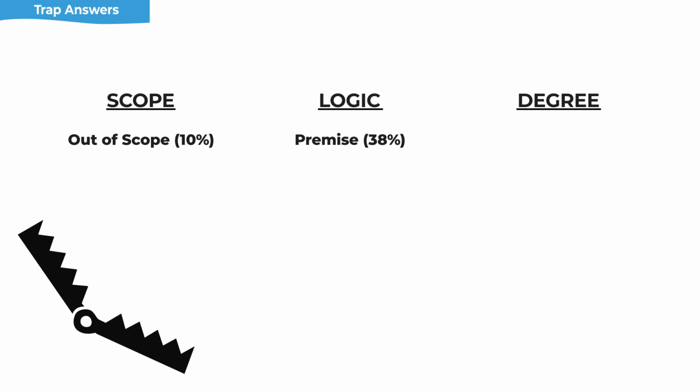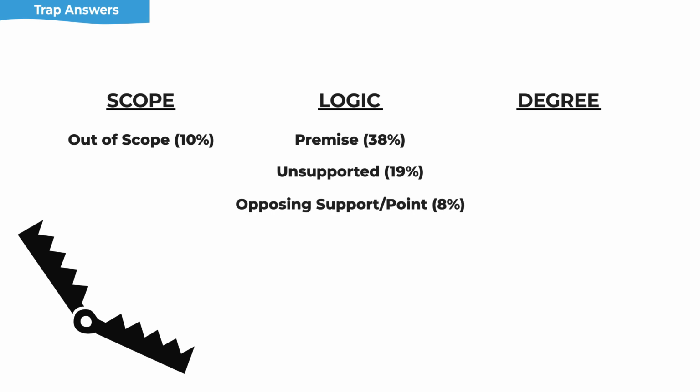38% of wrong answers on main conclusion questions are wrong because they're presenting a premise of the argument as opposed to the main conclusion. 19% are wrong because they're presenting information that is unsupported, meaning it twists or mangles the relationship between some terms found within the argument, but presents them in a slightly different way so that the meaning has been changed. 8% of wrong answers are wrong because they're presenting opposing support or an opposing point. 7% of them are wrong because they're presenting an assumption of the argument as opposed to the conclusion of the argument. And 7% are wrong because they're presenting an intermediate conclusion along the way to the main conclusion.